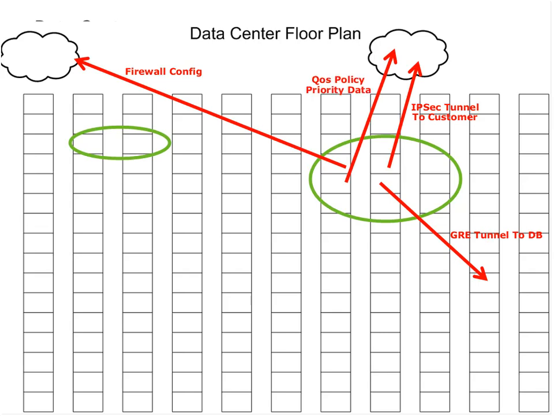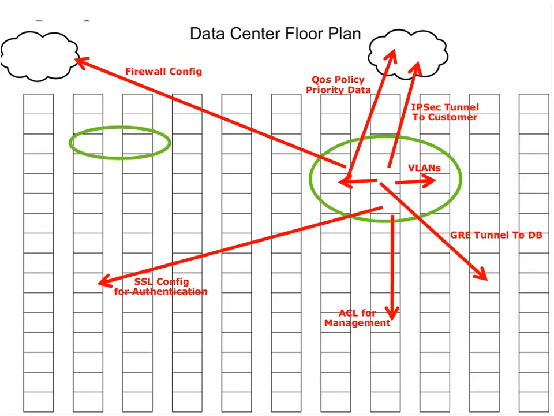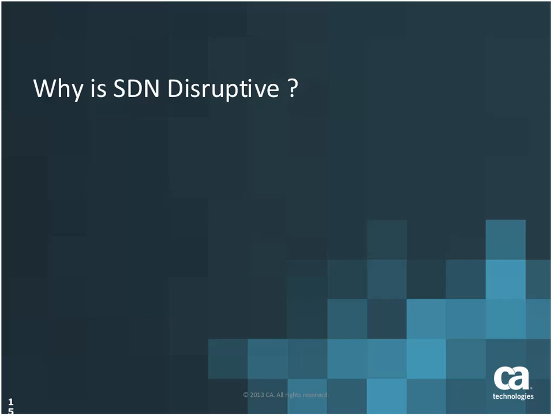It's going to come with QoS policy and priority settings to ensure quality of service on network traffic. It's going to come with SSL configurations for authentication, and VLAN configurations within the application. And it's also going to come with ACLs, that's access control lists, for management of this new workload. So you can see one part of the workload moved very well. The compute and the storage mobility, that's a mature technology. Network mobility is definitely a less mature technology, and this is really where SDN comes in.